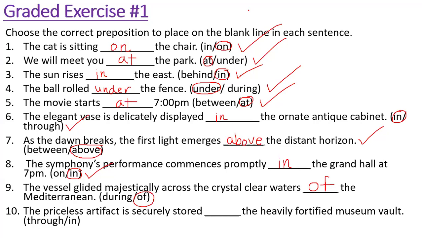So, number 10, the priceless artifact is securely stored, blank, the heavily fortified museum vault. Anyone got 10 out of 10? I did. 10 out of 10. Very good. 9 out of 10. 9 out of 10. 8 out of 10. I got 10. I got 9 out of 10. I got 8 out of 10.